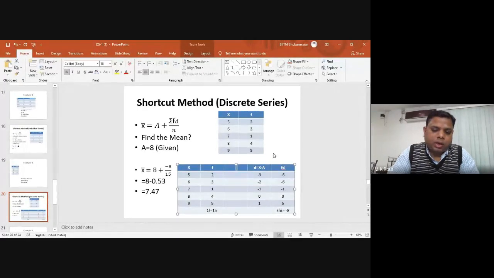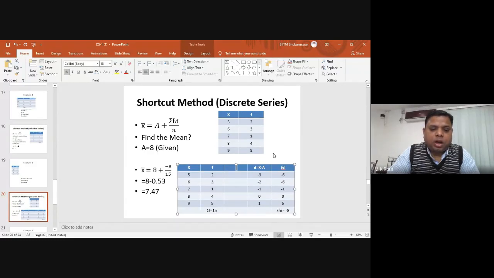In this regard, you can calculate the summation of fd, that equals minus 8. That means from the negative side, that is minus 13, and from the positive side, that is 5. The value is minus 8. If you add these, the minus side is higher, so minus 8 is the value of summation of fd. Then put this particular value in the formula. That is, a is given as 8, and the value of summation of fd is minus 8.